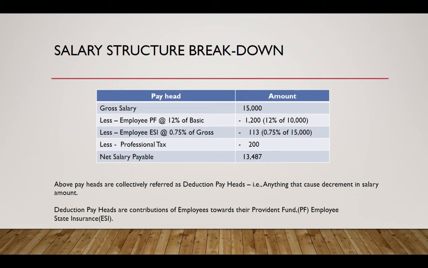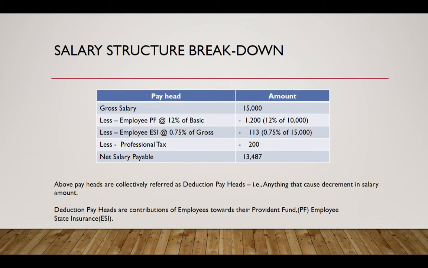Most organizations deduct provident fund at 12% of basic. It also deducts towards ESI, which is Employee State Insurance, at 0.75% of gross salary, and any individual earning salary is required to pay professional tax, and professional tax is also deducted by the employer on behalf of the employee. So after making all those deductions, we arrive at the net payable salary amount, and any pay head that reduces the earnings of an employee is referred to as a deduction pay head.